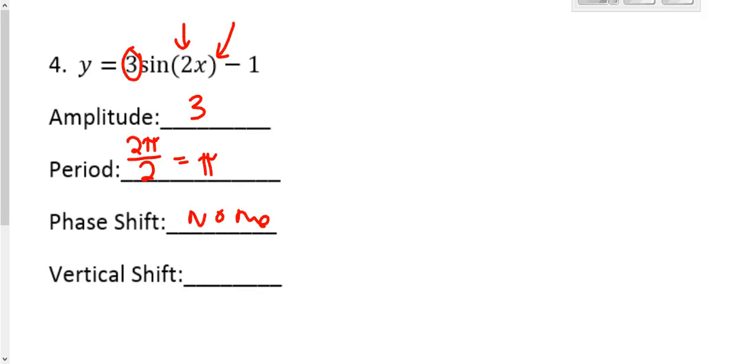Vertical shift is the number on the end. We do have a minus 1 on the end, so this is going to move by 1 unit, and it's going to go down since it's negative.